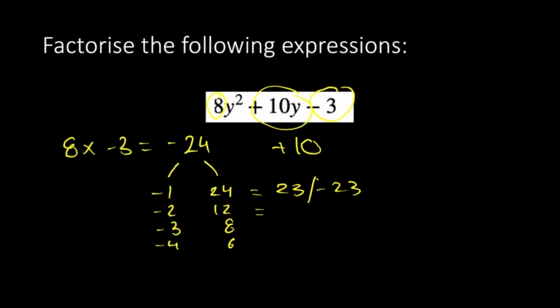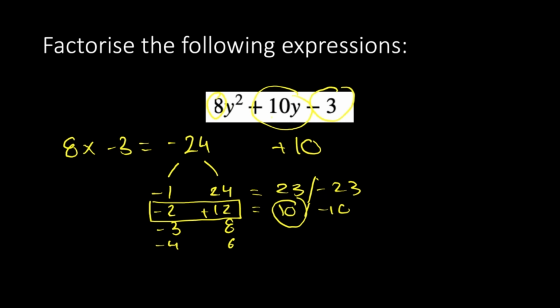Minus 2 and 12. Now this could lead to positive 10. So this will be 12 minus 2, so 10 or minus 10. So in this case, we want the positive one. So positive 12 and negative 2. So we take this set of numbers, looking for positive 10.